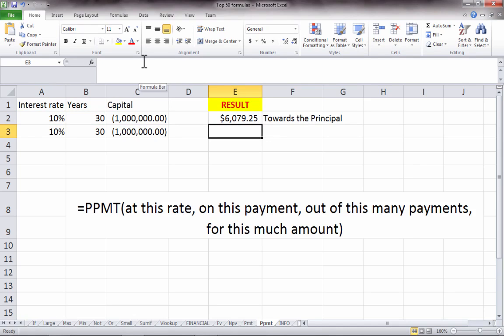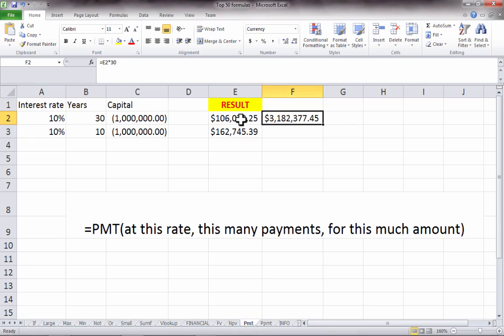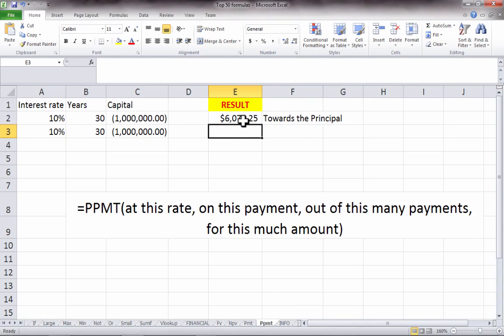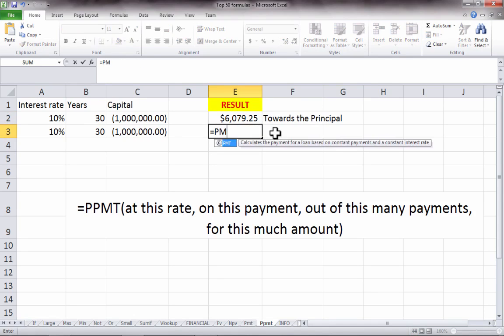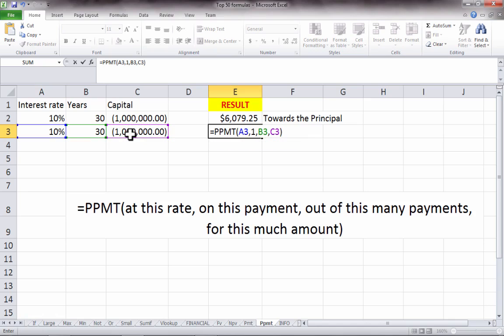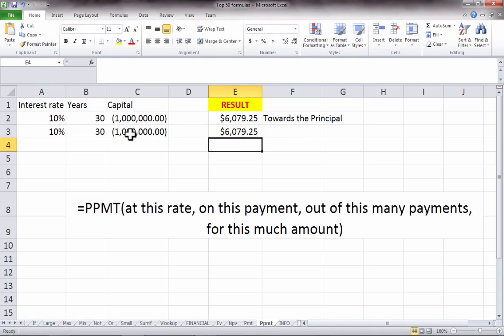So what it's saying is you're only paying actually $6,000 towards the principal, which is kind of surprising. Because if you look over here a while ago, it's saying that you need to pay $106,000 for each year. And on the first year, actually, you're only paying $6,000 out of this $106,000. So if we try it out over here, that's PPMT. Rate. We want to get the first year, number of periods, and the capital or the starting value, and it gives you 6,000.